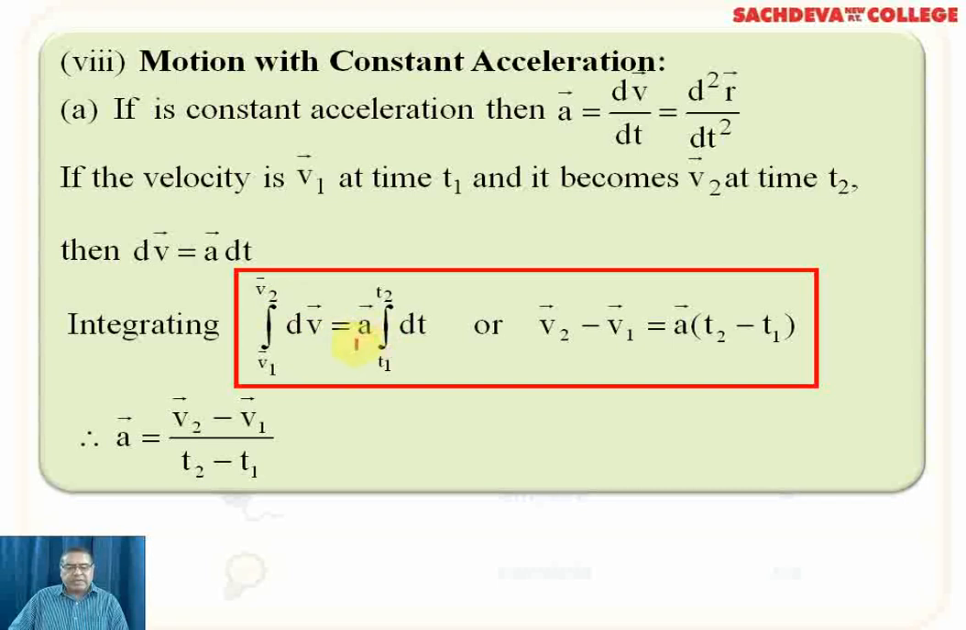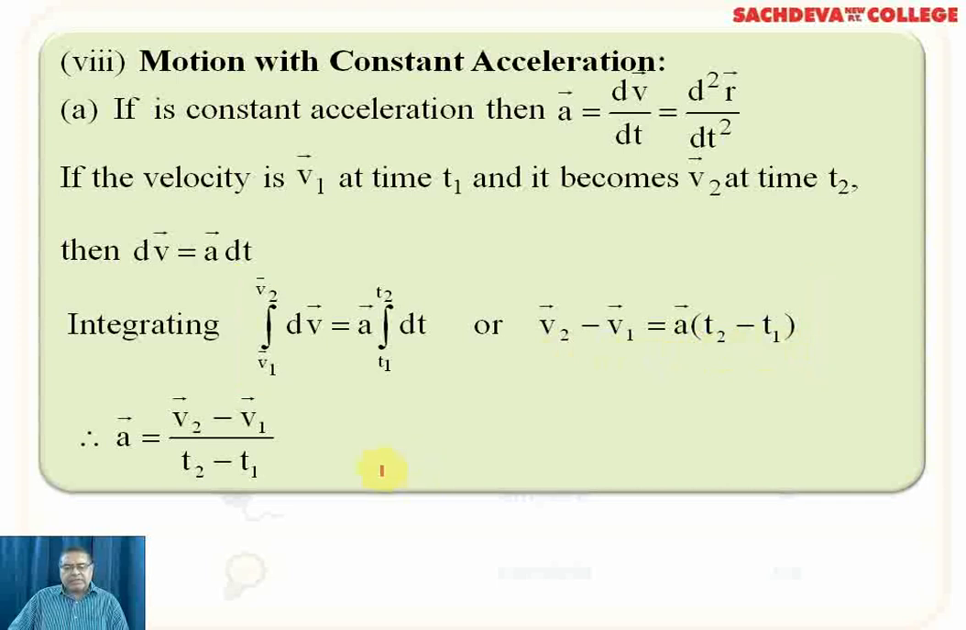dt, limits are from t1 to t2. So integration of 1 dt will be t and the limits will be from t1 to t2. Therefore, we have written the equation v2 minus v1 is equal to a into t2 minus t1. This result we got by integrating the functions dv and dt under the minimum and maximum limits. So acceleration from this function will be v2 minus v1 divided by t2 minus t1.